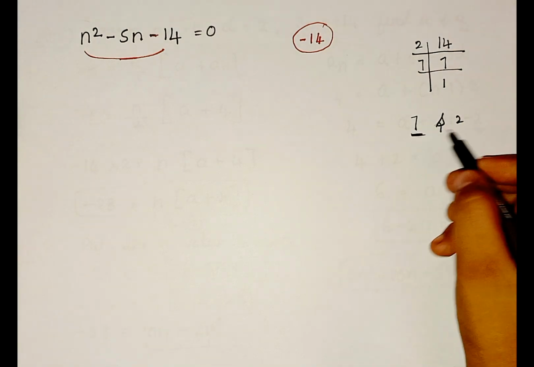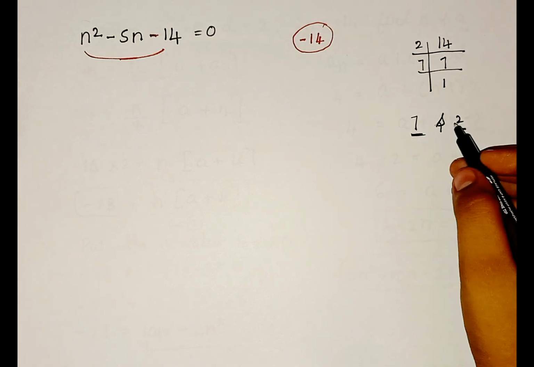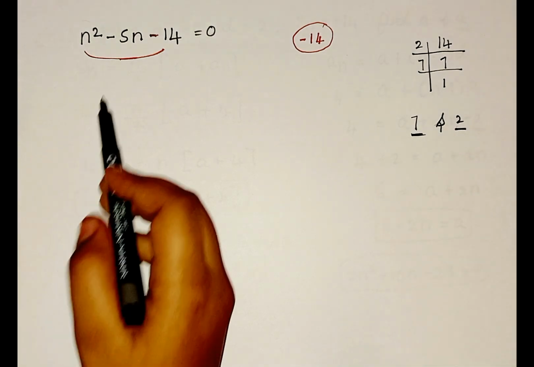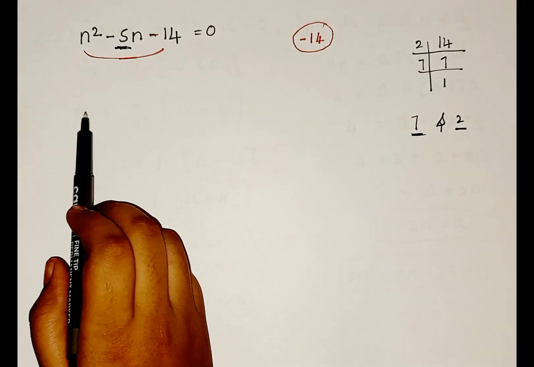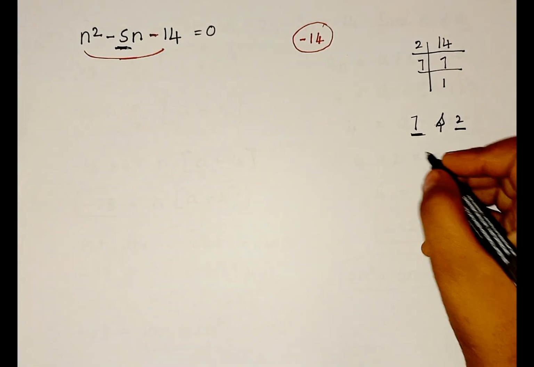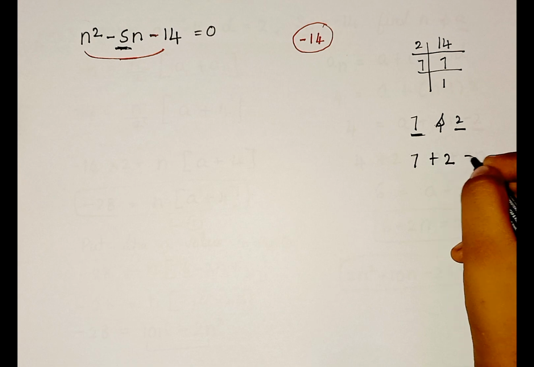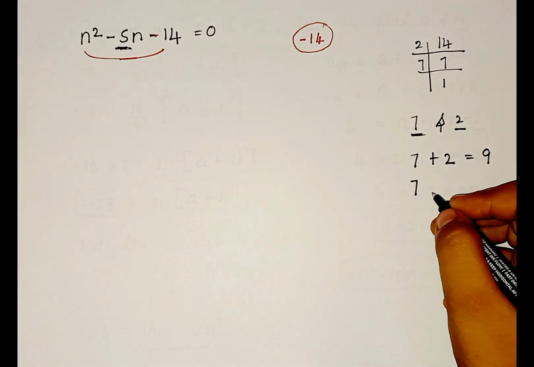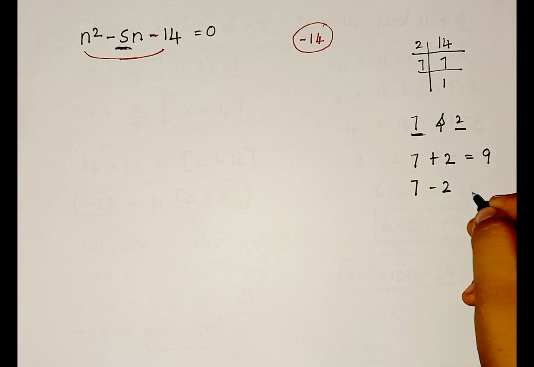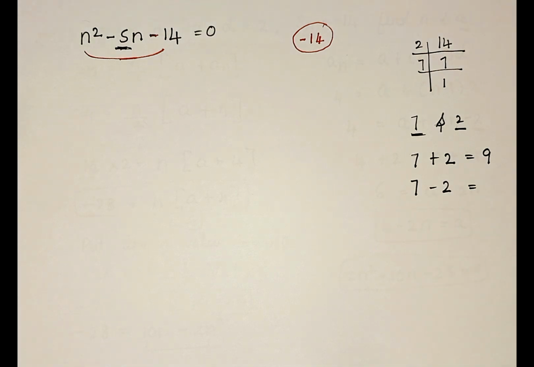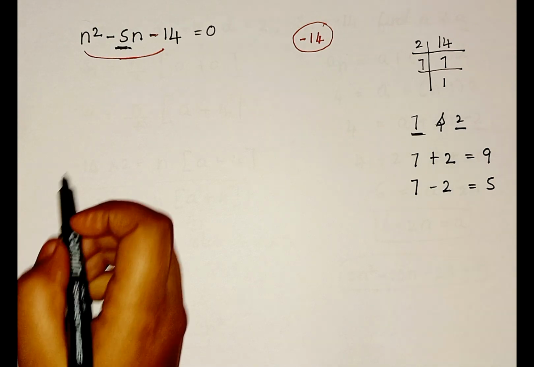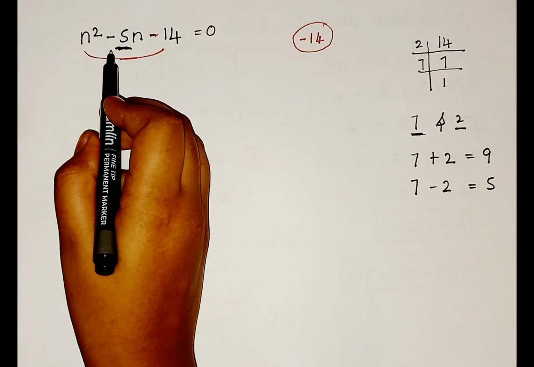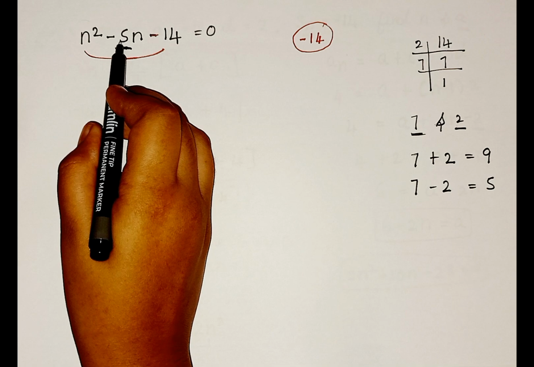Alright, so now since we got two numbers, when we add or subtract, we have to get the middle value, that is minus 5. If I just add 7 plus 2, I will get 9, isn't it? If I subtract them, 7 minus 2, it is going to be 5, isn't it? But the problem here is that we should get minus 5. The signs are really important now. So here we have to get minus 5.